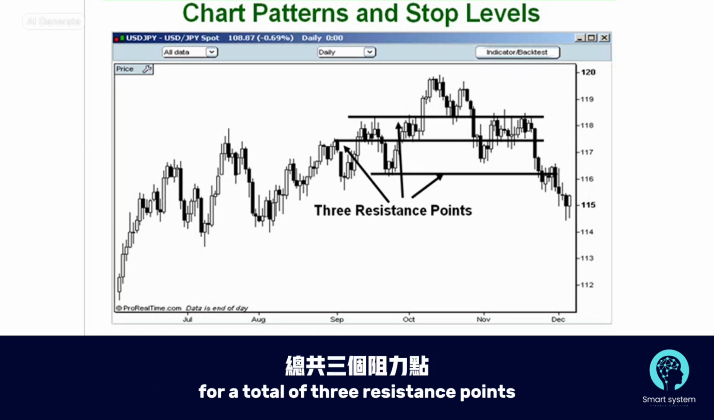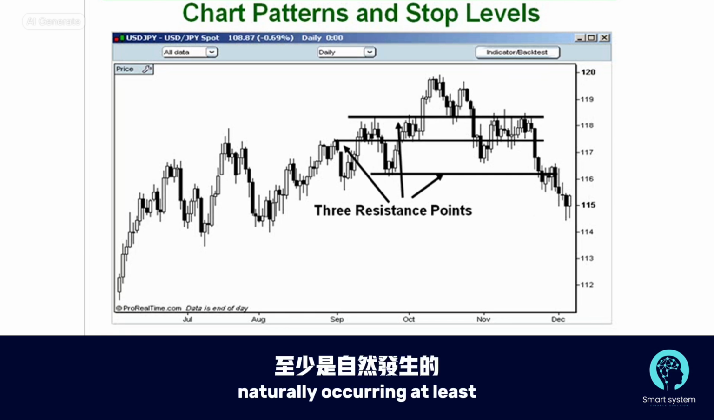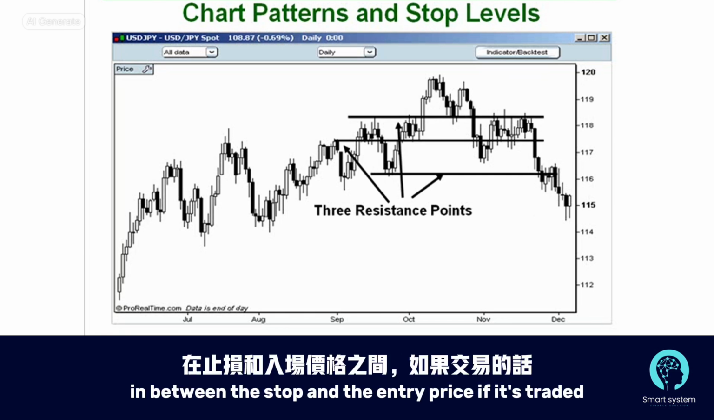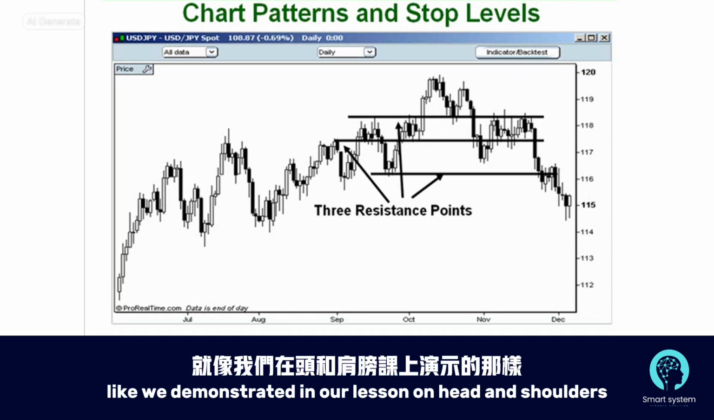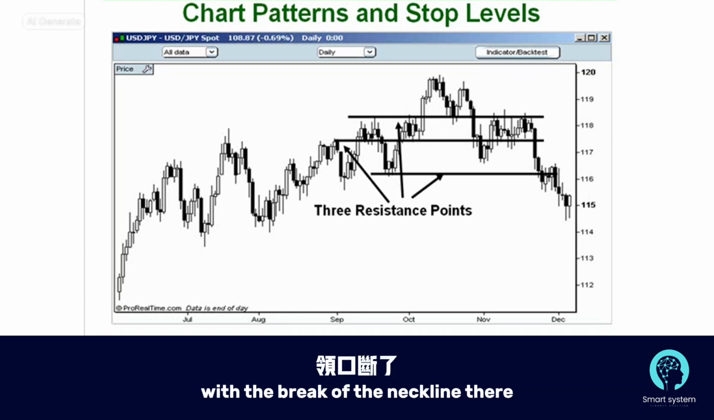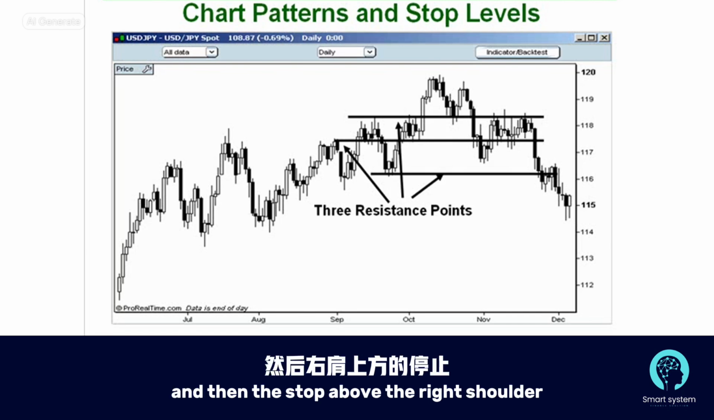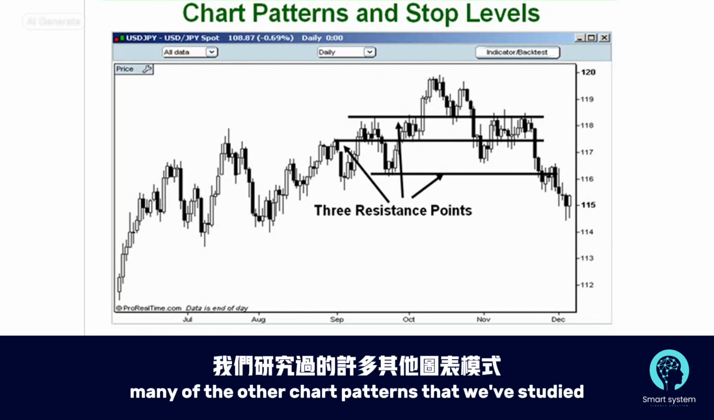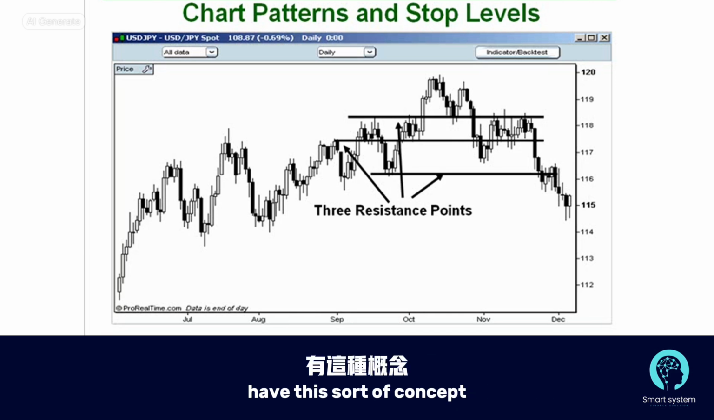for a total of three resistance points naturally occurring, at least, in a head and shoulders pattern in between the stop and the entry price, if it's traded like we demonstrated in our lesson on head and shoulders, with the break of the neckline and then the stop above the right shoulder. Many of the other chart patterns that we've studied have this sort of concept also built in.